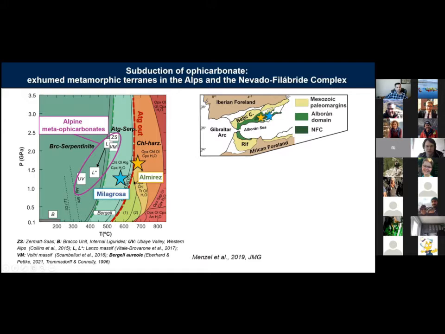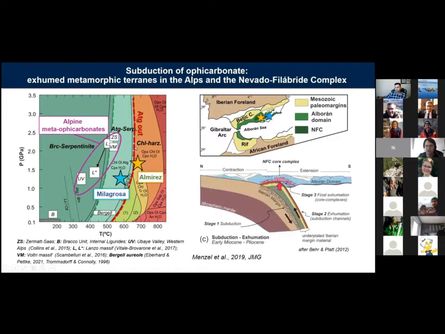And these examples are the Milagrosa ophicarbonates that are hosted in serpentinite, and the Almirez meta-ophicarbonates, which is hosted in chlorite-harzburgite, so the dehydration product of serpentinite. And these complexes, these ultramafic complexes, experienced subduction in the early Miocene to Pliocene, and really fast exhumation in a core complex that preserve their prograde and peak conditions and structures.